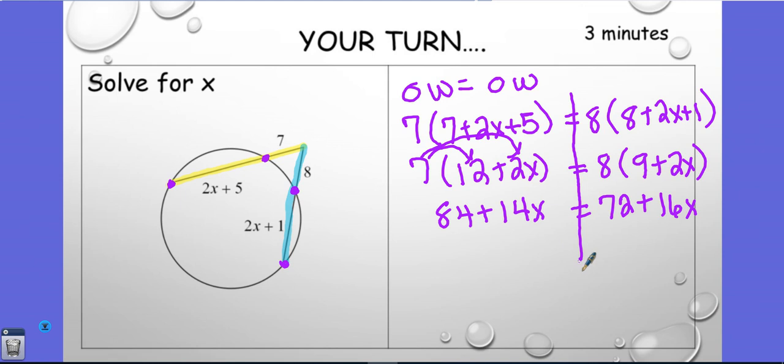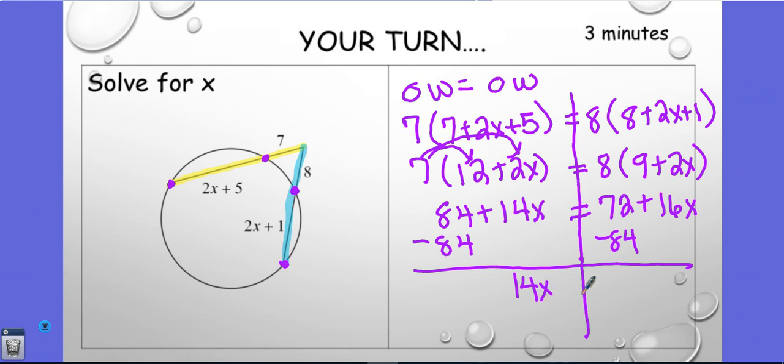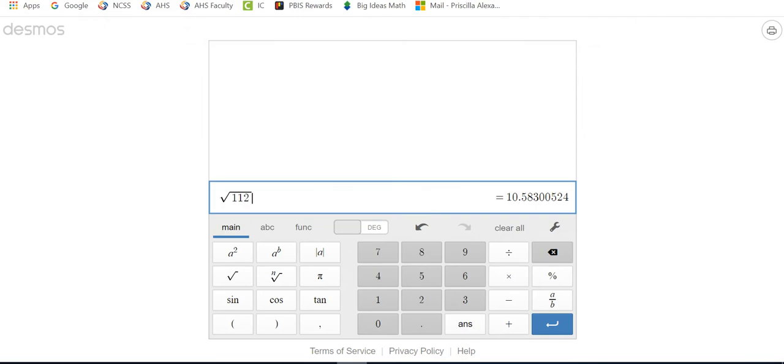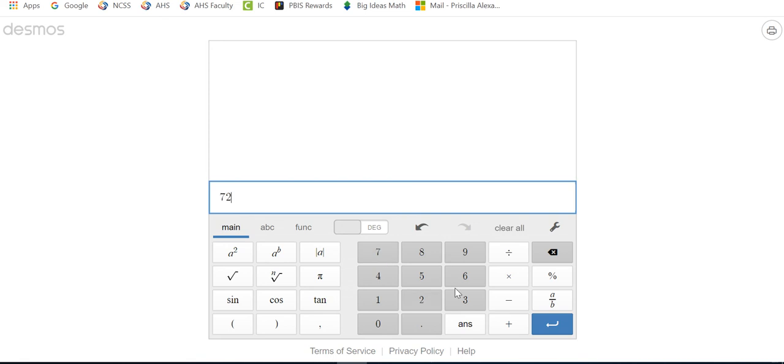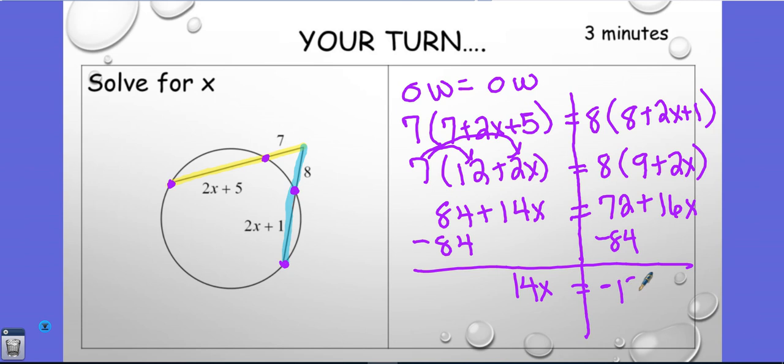All right, so now we're back to solving the equation. This is a multi-step equation. We need to move things around. This constant is on the wrong side, so we're going to have to move it to the right side. And this is negative. Let's go graph the calculator. 72 minus 84, and that's negative 12 plus 16x minus 16x minus 16x.